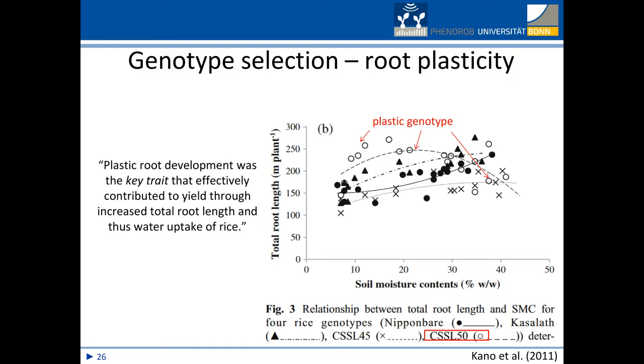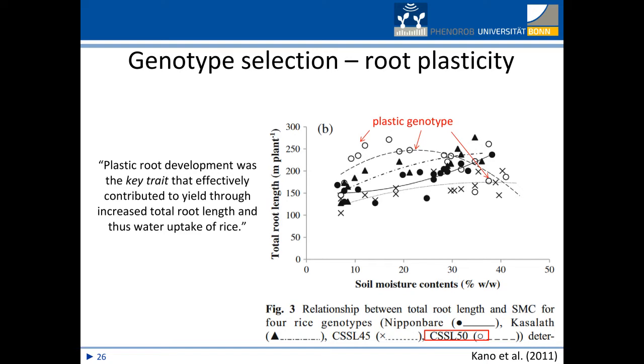Root plasticity has been proposed as a target for the development of more productive crops in variable environments. Root plasticity may be beneficial in natural or low input systems. However, in high input agroecosystems, the value of phenotypic plasticity is unclear. The graph shows examples for more and less plastic genotypes. It shows the relationship between total root length and soil moisture content. The authors compare 4 rice genotypes.